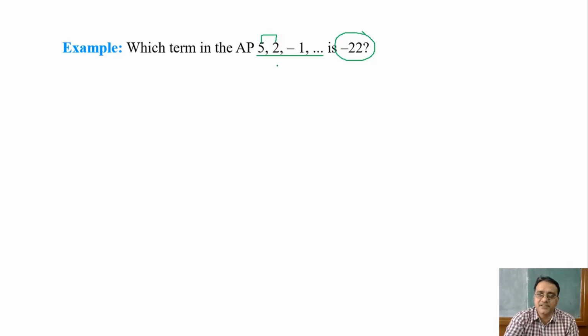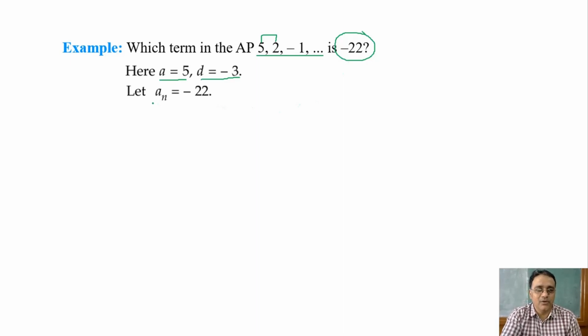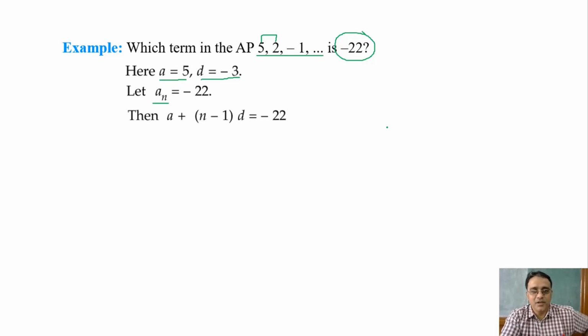Second term minus first term, that is minus 3, right? So here a is equal to 5 and d is equal to minus 3. So let the nth term be equal to minus 22, that is an is equal to minus 22. Now what is the formula of an? a plus (n minus 1) into d is equal to minus 22.